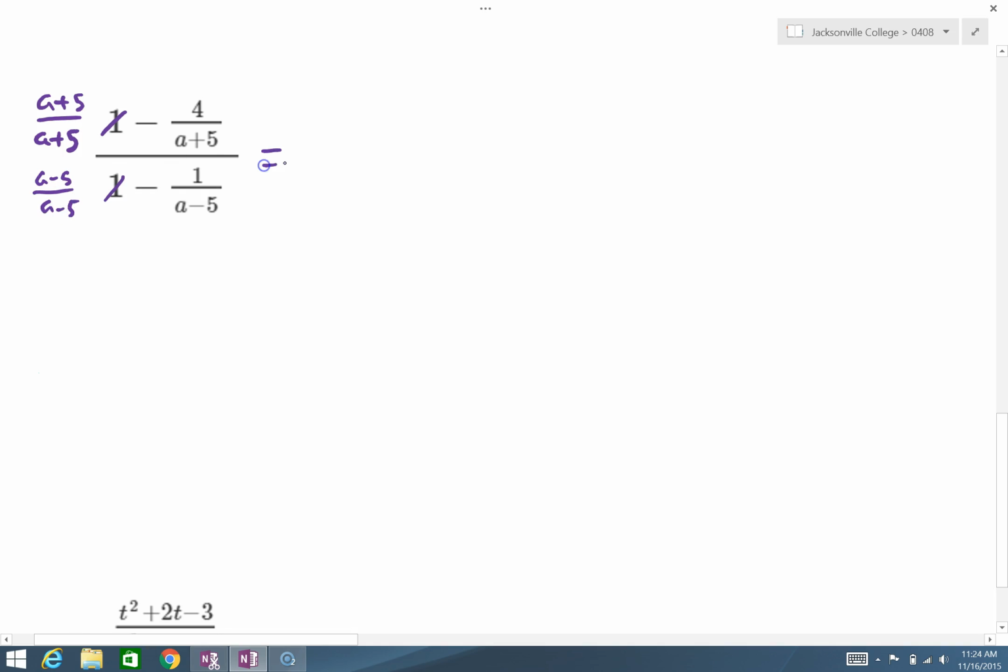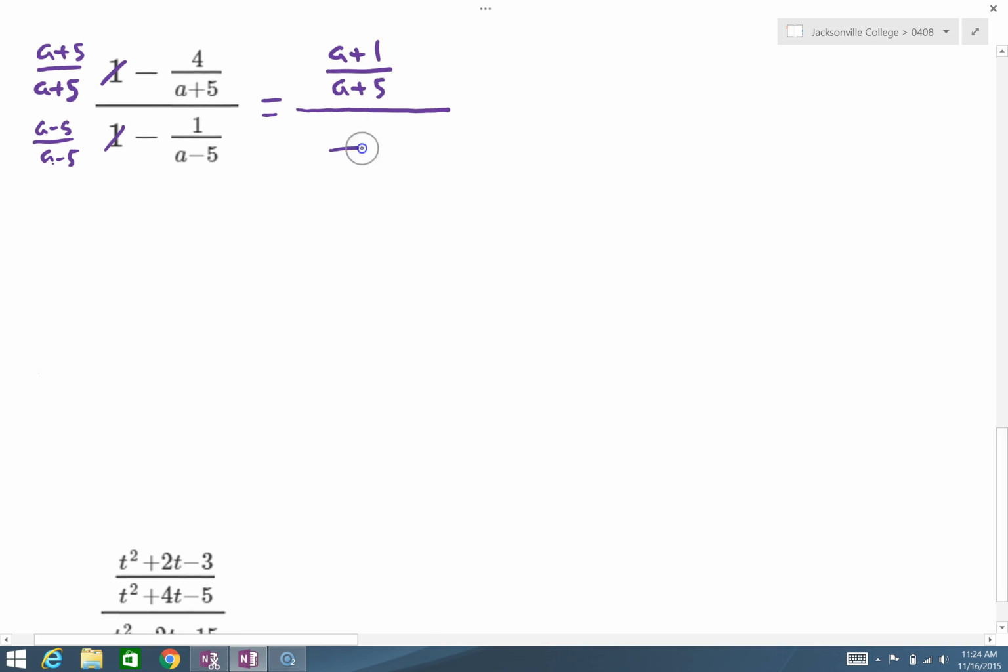Now we're ready to simplify the numerator and the denominator. We have the common denominator a plus 5. I have a plus 5 minus 4. Well, 5 minus 4 is 1. This becomes a plus 1. Here's my divide bar. The bottom, we have the expression a minus 5 as my denominator.